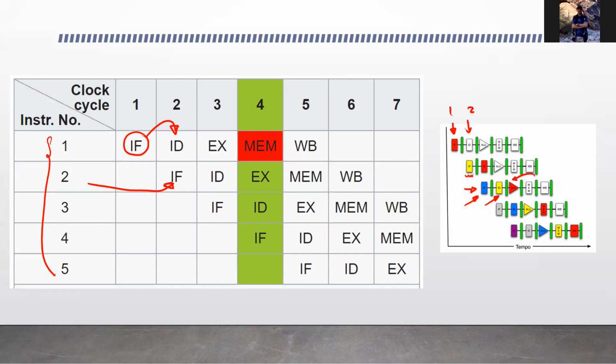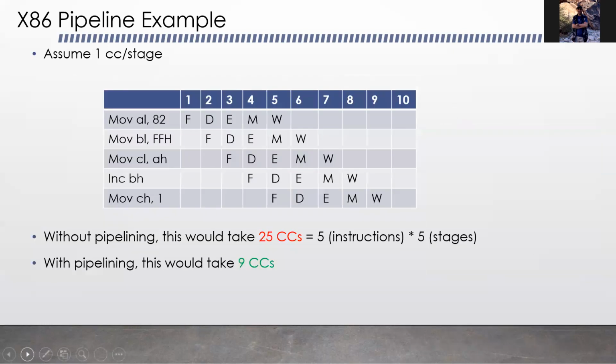Remember, with no pipelining, each one of these instructions will take 5 cycles. But now look, it will take less for sure. Let's take a practical example. Here we have 5 independent instructions. These instructions don't depend on each other, so they can run in parallel.